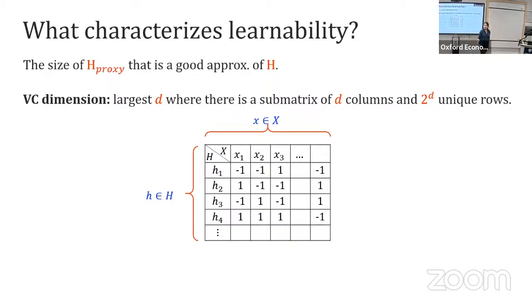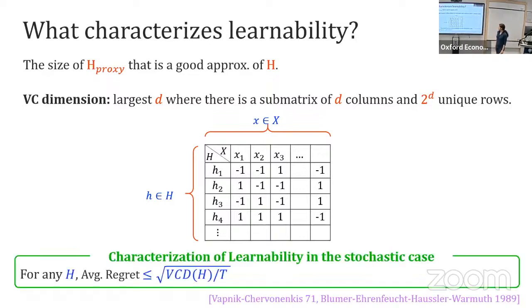So that's the capacity. The more complex your H is, the more things you can fit, like interleave in every which way you want. And the interesting thing here is that whatever that VC dimension is, not only is it an upper bound on the regret, it's also a lower bound on the regret in the worst case. So you should really think about what is possible to learn as anything that has finite VC dimension.